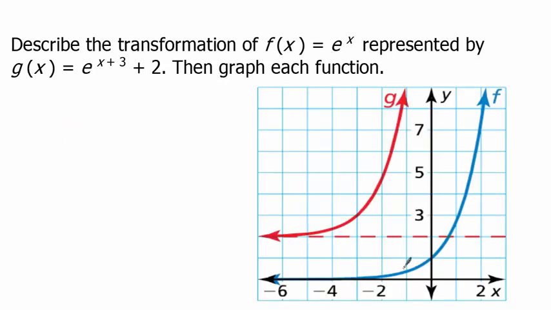So in the graph, I can pick any point at all. And in that point is going to go left 3, up 2. That transformation is identical on every point on the graph.